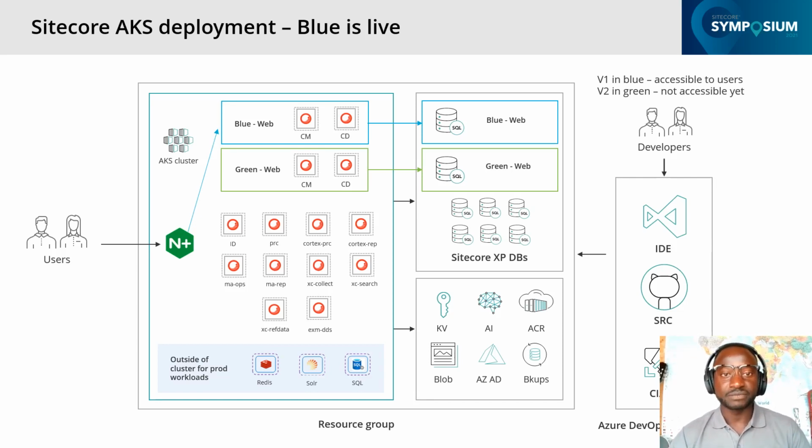I'm also showing here our Azure DevOps organizations, which of course typically will be running the CI/CD pipelines. Similar to what we showed earlier in the Azure Platform as a Service architecture, the AKS zero downtime deployments will be making use of the blue-green deployment strategy for both the CD instance or the CM instance, if you like.